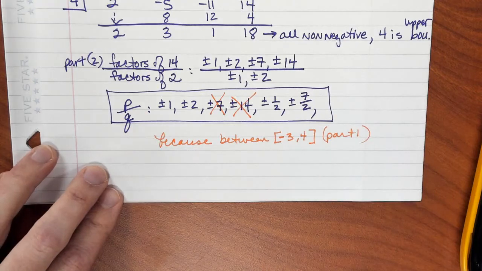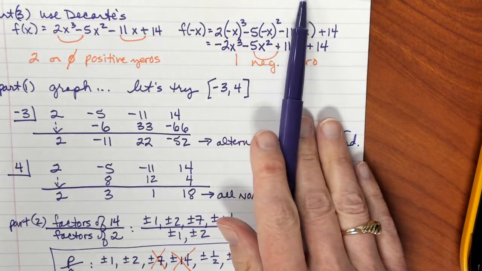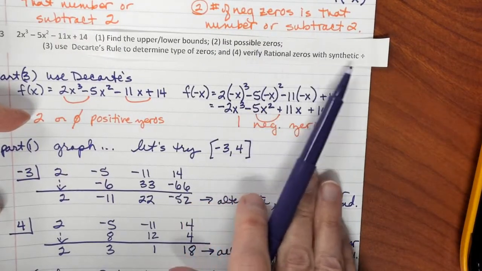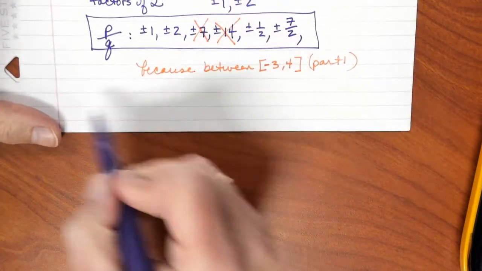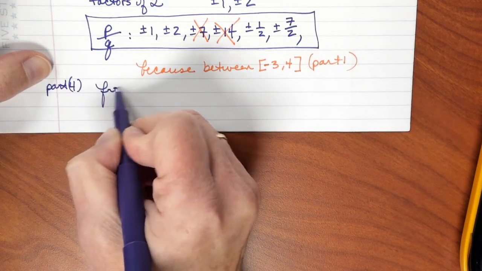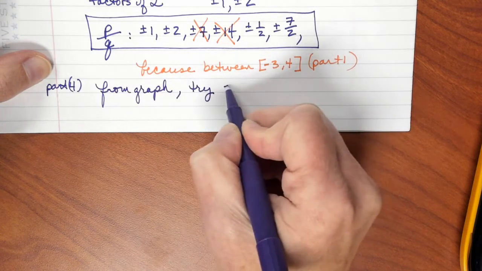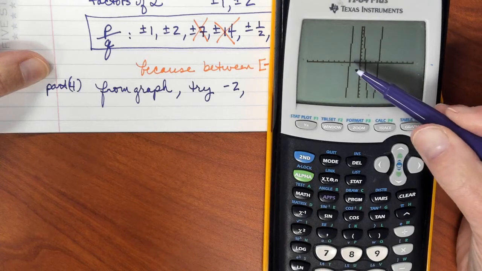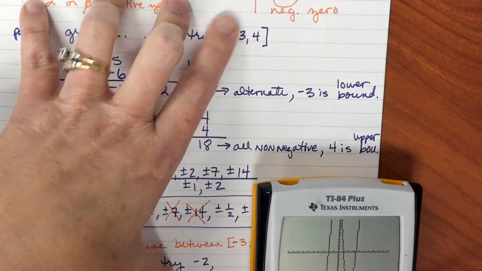All right? Now let's go, and part 4 says to verify the rational zeros with synthetic division. Oh, you can't see it. There it is. Verify rational zeros with synthetic division. Well, do you remember when we put it in the graph to check the upper and lower bounds? So for part 4, from the graph, we're going to try -2. Do you remember? Let me see if I can pull it up on the calculator. See how I have -2, and we already know that there's only one negative zero. So I don't need to worry about having any more negative zeros.